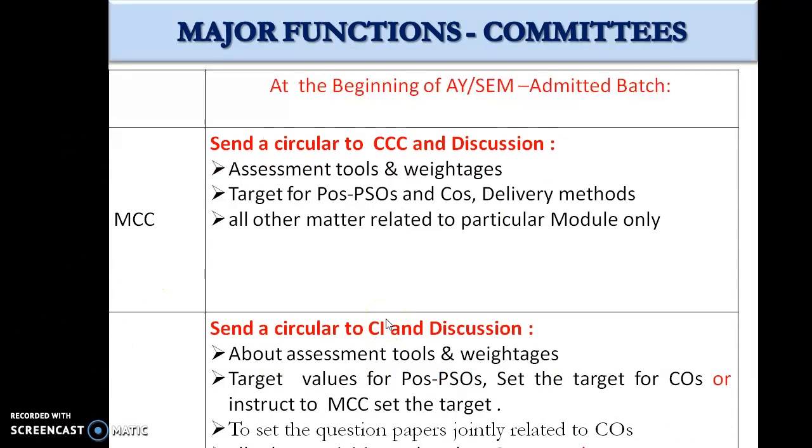Then finally, I have the module coordinator. After the PAC meeting, the module coordinator again sends a circular to the course coordinator to discuss these points: delivery methods, types of CO, how the COs are framed, the question bank, and how to frame the questions. These are very general, but particularly for module courses, a single module may consist of 40 courses, so within the academic year they will discuss all these facts. Finally, the course coordinator sends a circular to the course instructor and discusses these facts related to the course also.